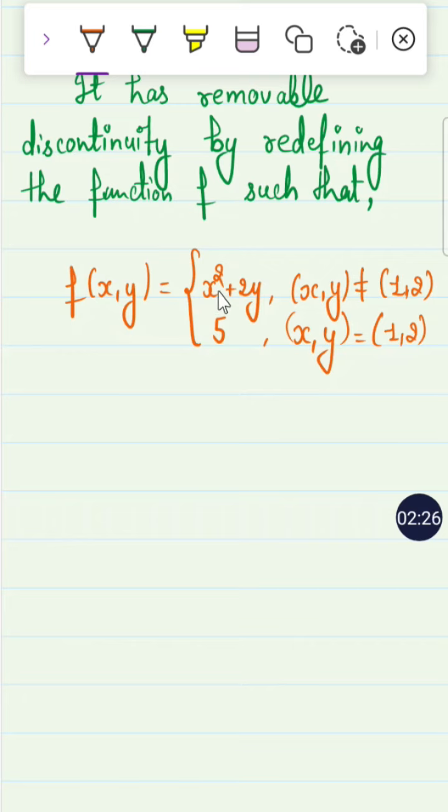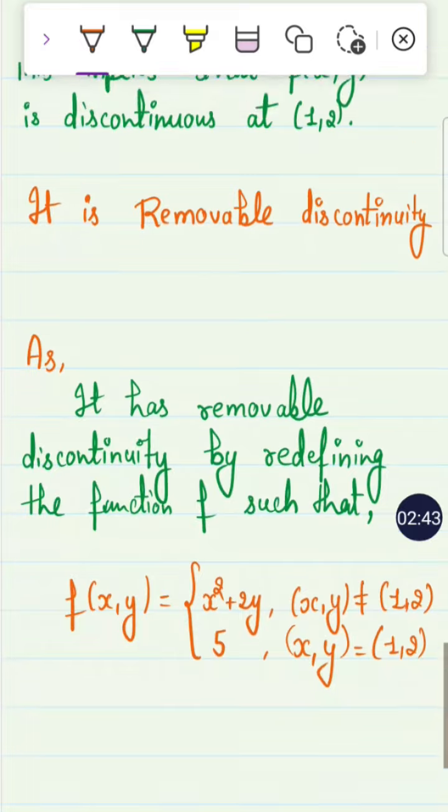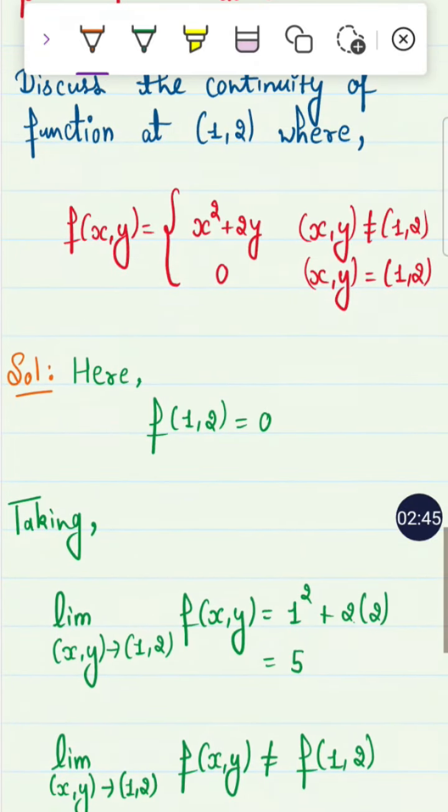So this is the redefinition, and it has a removable discontinuity, because when we take the limit as x tends to 1 and y tends to 2, it becomes 5. So the function becomes continuous. That's why it is a removable discontinuity. In this function, it has a removable discontinuity.